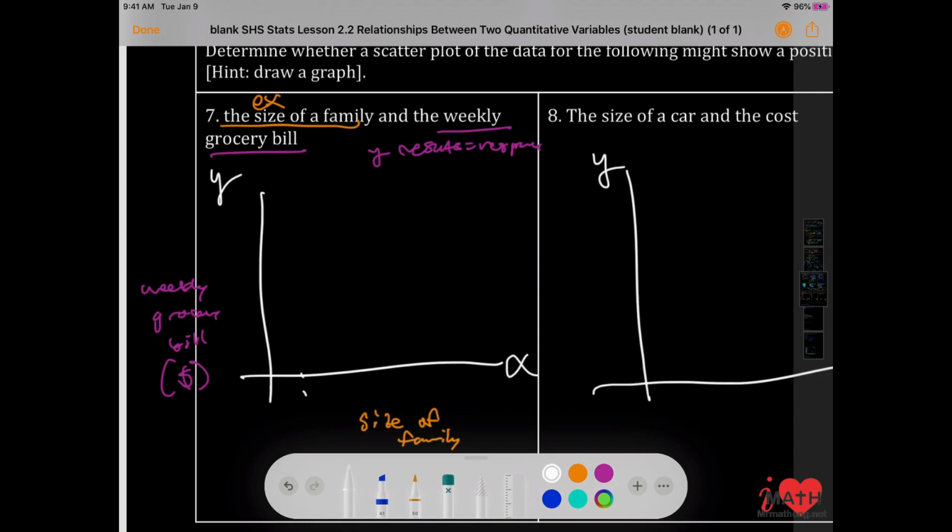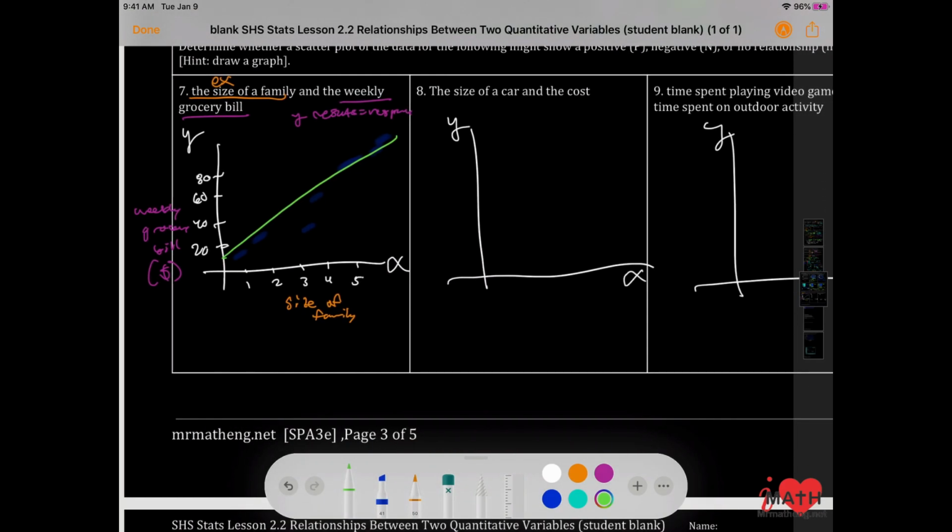So let's just say your family size is 1, 2, 3, 4, 5. And then, I don't know, you could do like 20, 40, 60, $80, right? So what would happen if there's more people in the house? Well, if you have cookies or stuff like that, right? I don't know. I would expect it to kind of go up. So I would say that for this one, there would be a positive. Okay. Go ahead and press pause. Go ahead and try those other ones, and we'll do them together.